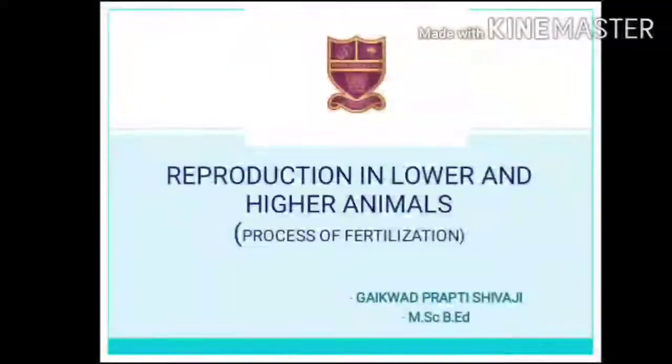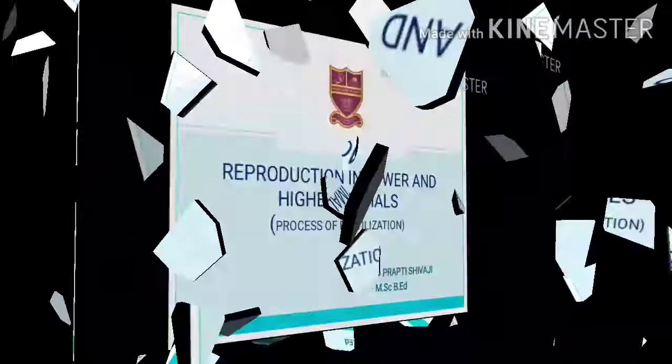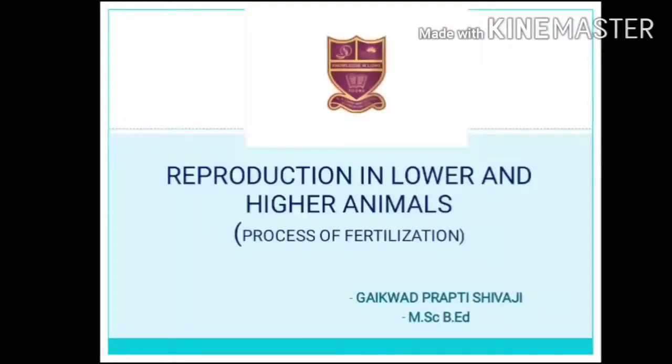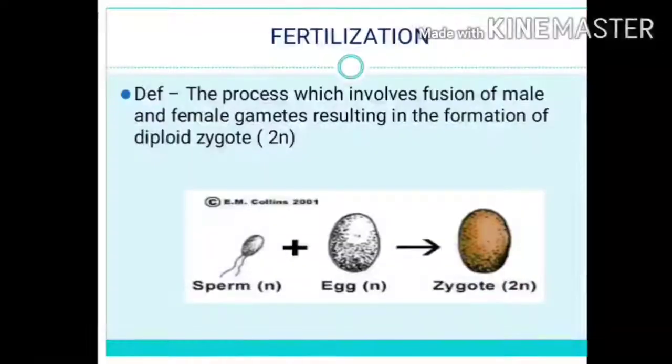Hello friends, today we are going to study in detail about the process of fertilization from Chapter 2, Reproduction in Lower and Higher Animals. Now let's see about fertilization. First, the definition: the process which involves fusion of male and female gametes, resulting in the formation of a diploid zygote, is called fertilization.